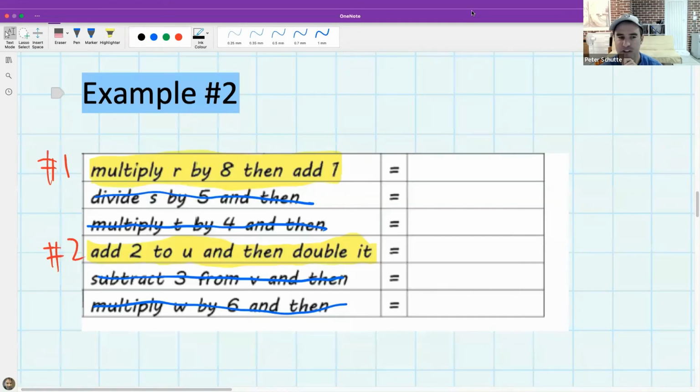So for the second one, think about when you add 2 to U and then double it. When you are doubling is the sneaky bit that I want you to think about.